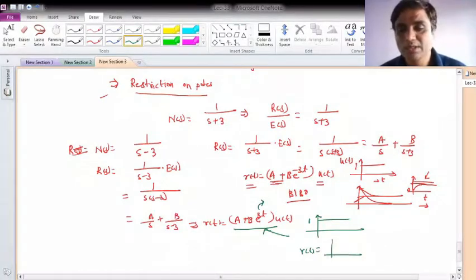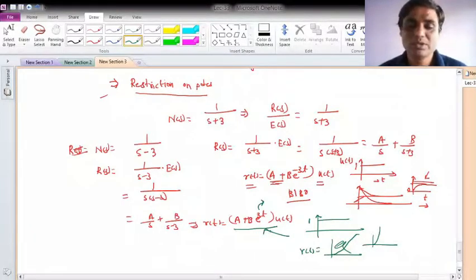R of t, I am getting this sum A plus B e raised to 3t, and e raised to 3t means exponentially increasing. It will be something like this, so it is not converging. There is no upper limit, so this will be infinite magnitude. Means what? I am applying bounded input, but am I getting bounded output? No, I am not getting bounded output. So this does not satisfy the bounded input bounded output criteria.